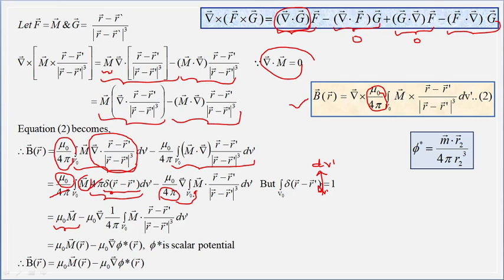Inside it is taken. Here it is taken. So mu naught is there. So this gradient of 1 by 4 pi integral of mu naught M dot (r minus r dash) by modulus of r minus r dash cube.